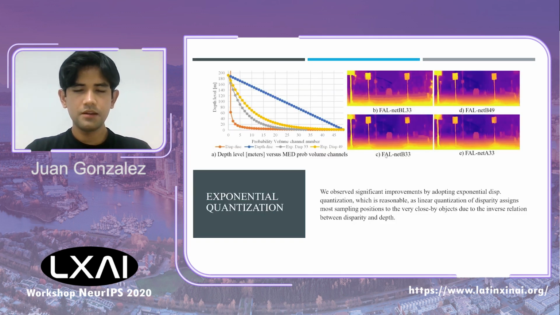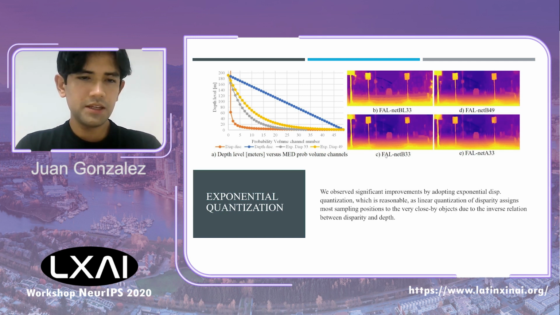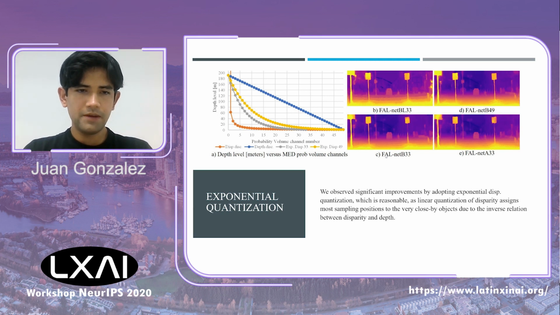Exponential quantization. We observe significant improvements by adopting exponential disparity quantization, which is reasonable, as linear quantization of disparity assigns most sampling positions to the very close by objects due to the inverse relation between disparity and depth. In Figure A, we can see that linear disparity quantization, in effect, assigns most sampling positions to the very close by objects. You can see most sampling or quantization positions or levels have been assigned between 0 and 20 meters. However, using exponential disparity quantization, we get a more evenly distributed quantization scheme.